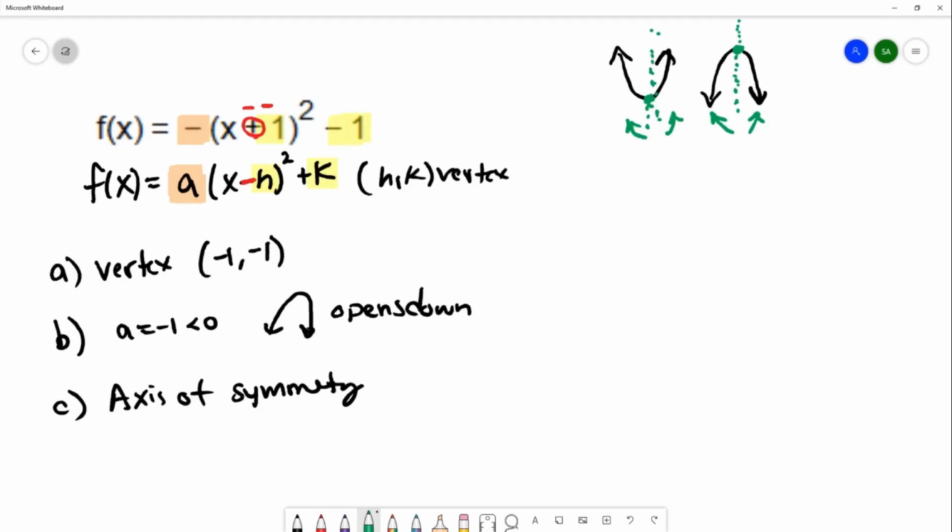So we're going to be able to find the axis of symmetry using the vertex, and since it's a vertical line, we're going to use the x-coordinate of the vertex. And we have the axis of symmetry being the vertical line x equals negative 1.